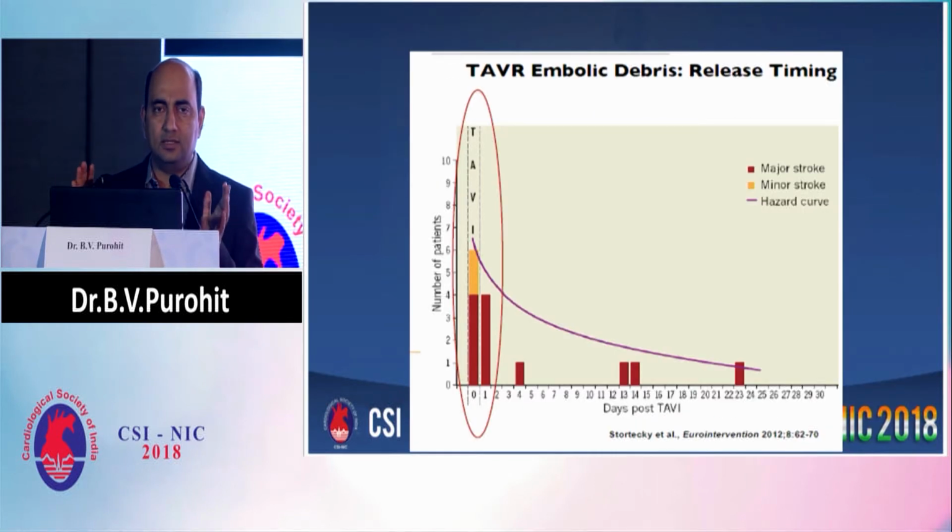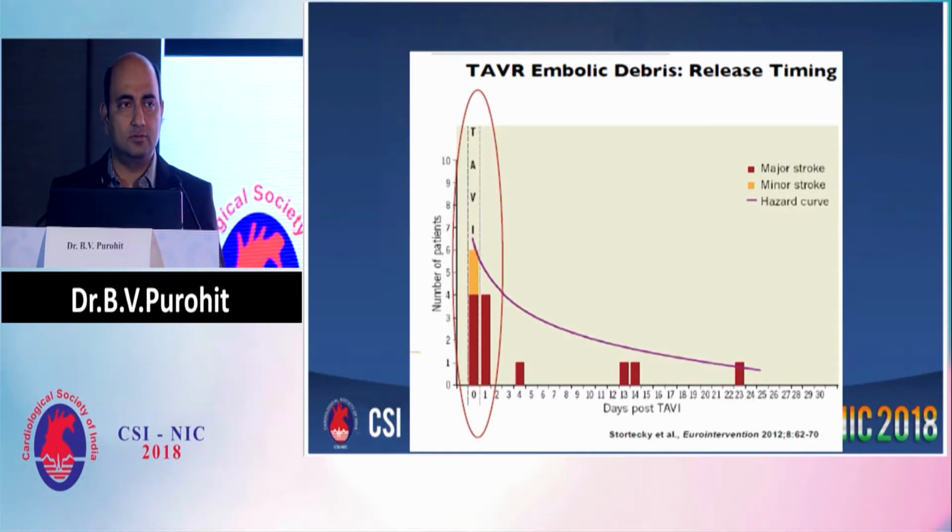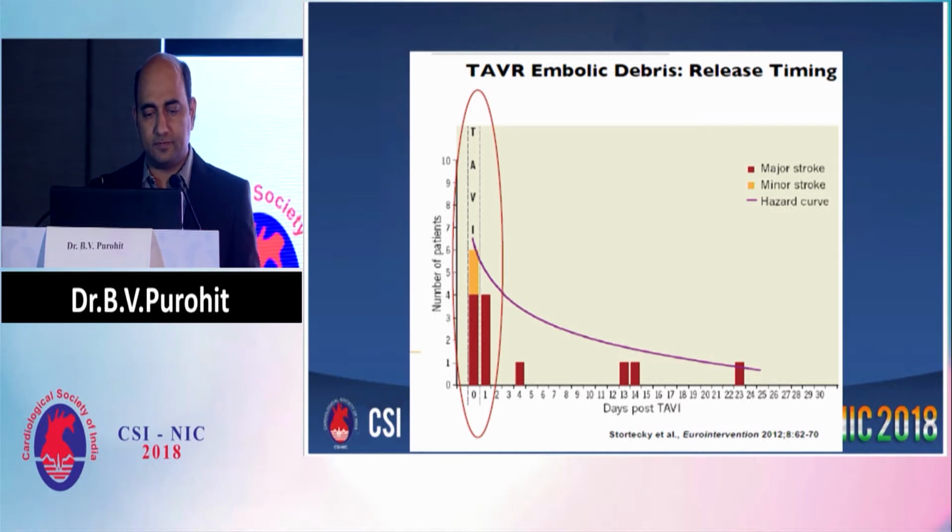When they looked at how and when these showers of embolization, or showers of strokes, are happening, it was found that the majority of these happen in the first 2 to 3 days. The first 3 days is the time of maximum release of this embolic debris.